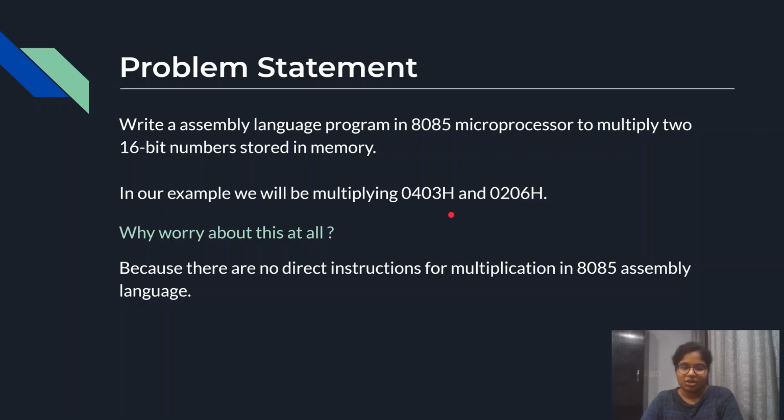There are no direct instructions for multiplying numbers in the 8085 microprocessor. So for any reason, if the multiplication operation has to be performed, a code needs to be written for it.